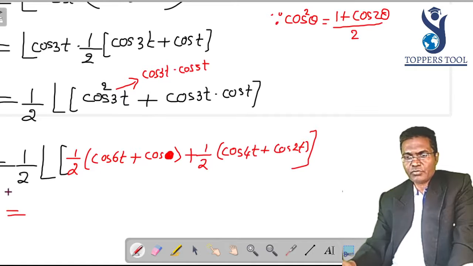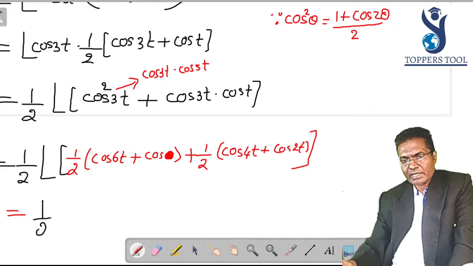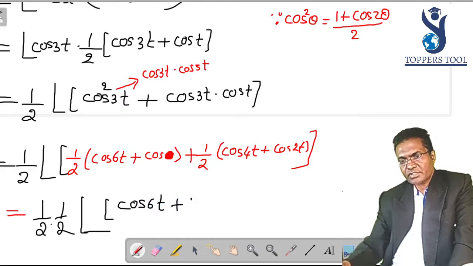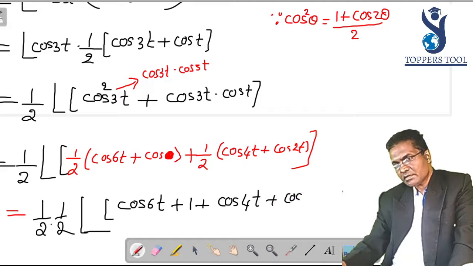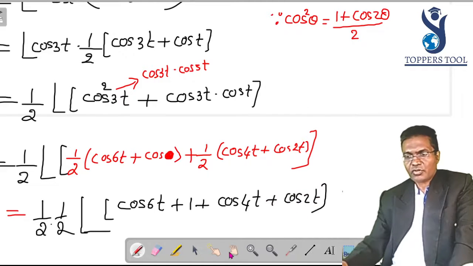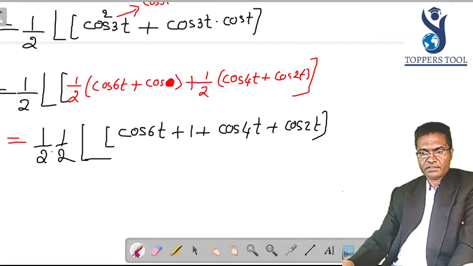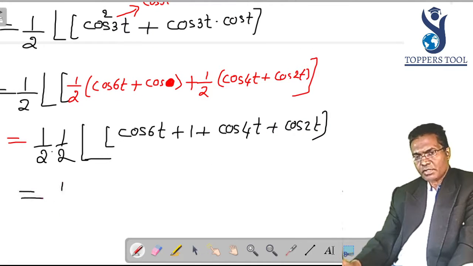So take 1 by 2 outside. So 1 by 2 into 1 by 2 you will get. Already 1 by 2 is there. And inside you will be left with L of cos 6t, cos 0 is 1, plus cos 4t, plus cos 2t. Okay. So 1 by 2 into 1 by 2 is 1 by 4.